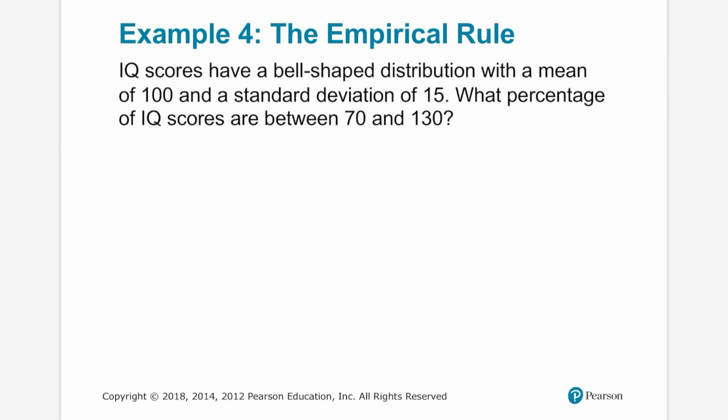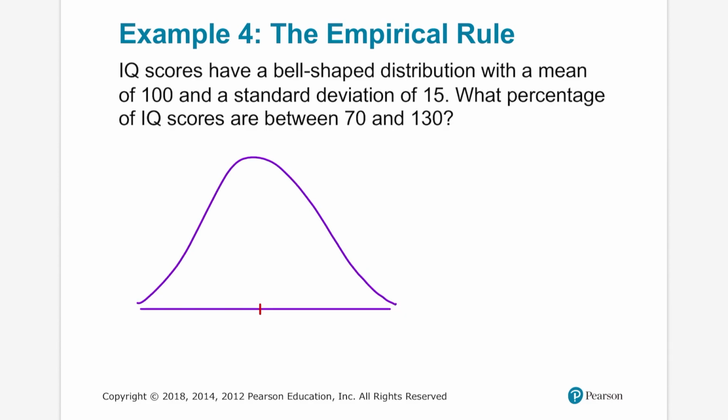Example 4. IQ scores have a bell-shaped distribution with a mean of 100 and a standard deviation of 15. What percentage of IQ scores are between 70 and 130? Right, so first we are going to draw the graph. It's a bell shape. The mean is 100. And the standard deviation is 15.